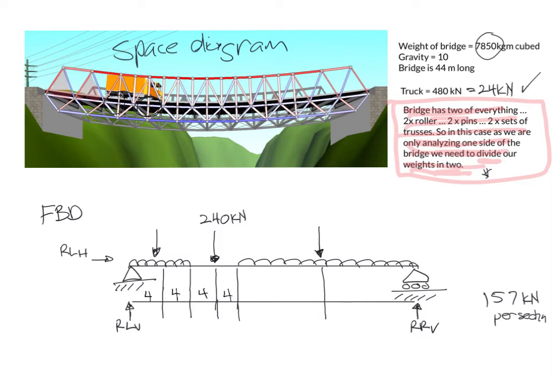Now, if I do the calculations, I know the bridge is 44 metres in length. So 44 less 16 equals 28. I've got 2 sections to make up the total of 28, so that's going to be 14 and that's going to be 14 as well. I need these distances because when I start doing my moment calculations, it's basically force by distance. So I need to know what this is.